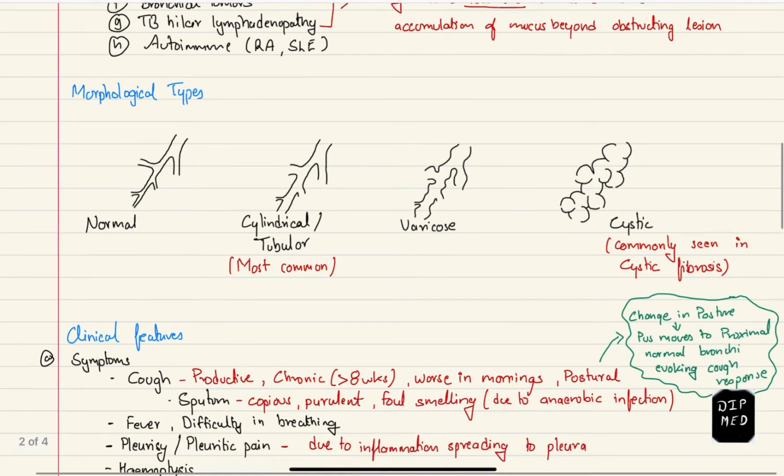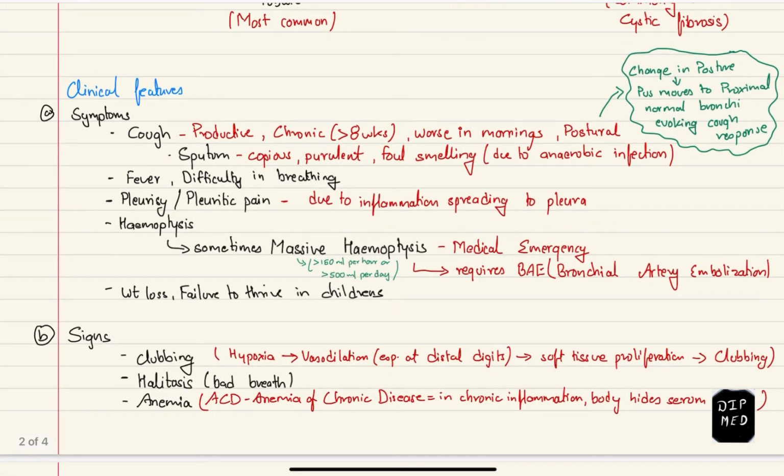Now the bronchiectatic patients present with the following symptoms: cough, which is productive, chronic, worse in the morning, and postural type. What do you mean by postural type? Say this is the normal bronchus and below it is the dilated bronchus. The mucus is present here. When there is a change in the posture, the gravity pulls the mucus into the proximal normal bronchus. This irritates the bronchial walls and produces cough. Sputum is produced in copious amount. It is purulent and foul smelling due to anaerobic infection.